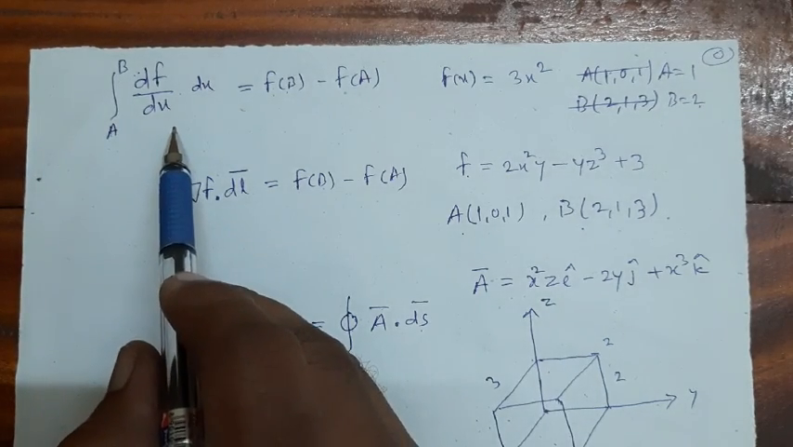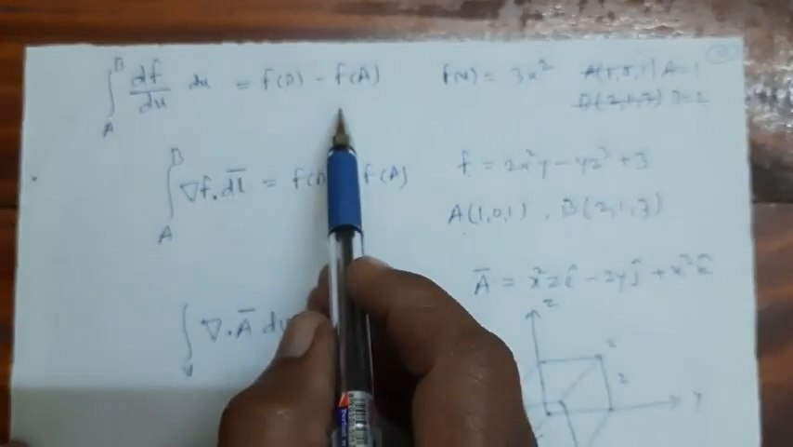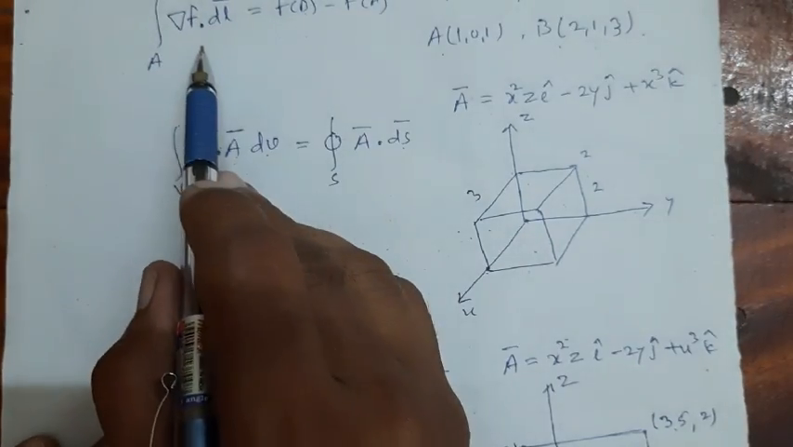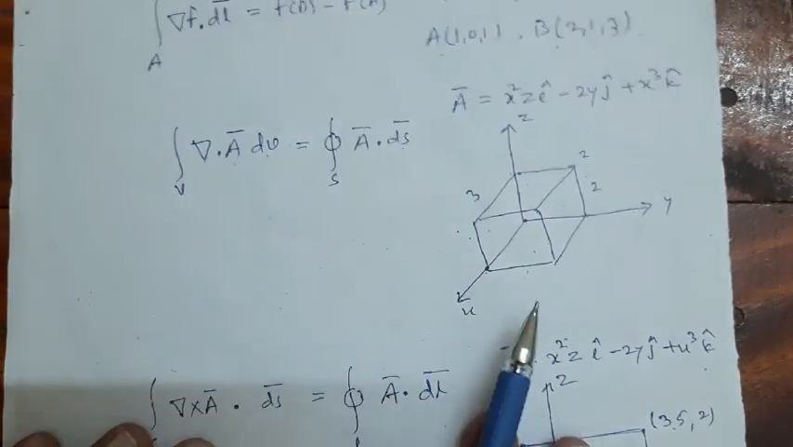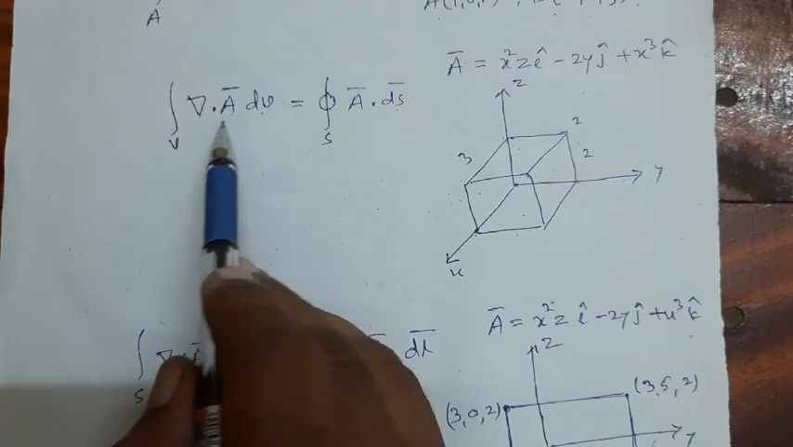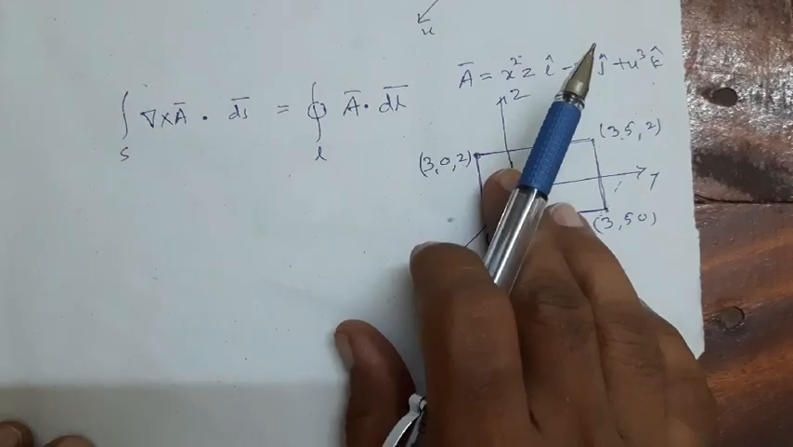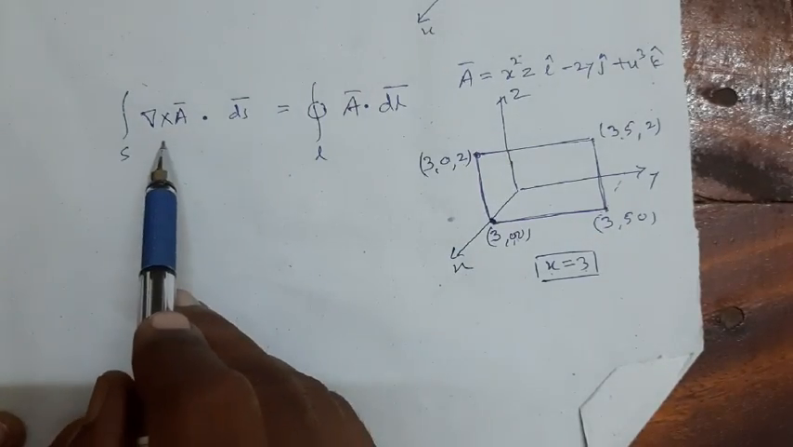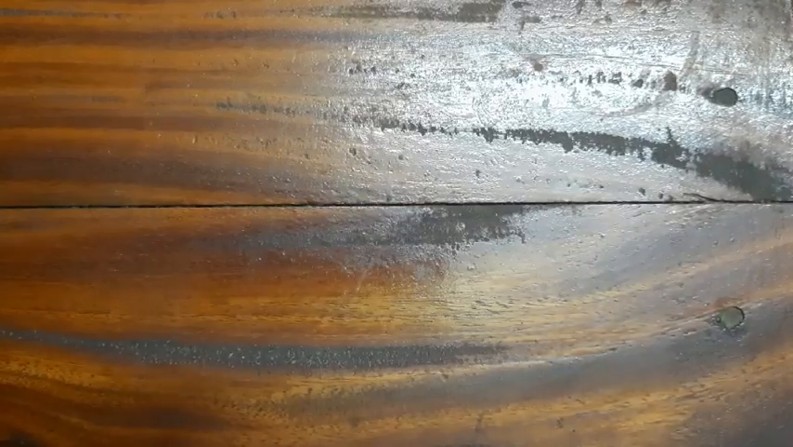Now the first problem was related with the fundamental theorem for calculus. Second was related with the fundamental theorem for gradient. Next was related with the fundamental theorem for divergence. And the last was related with the fundamental theorem for curl. Now one by one we will discuss the solution of these problems.